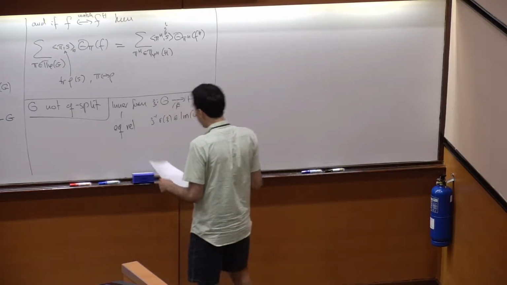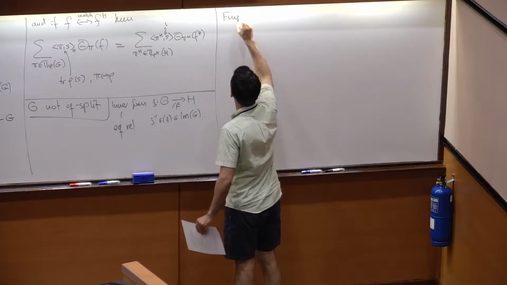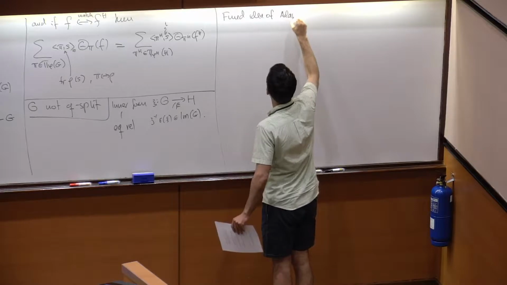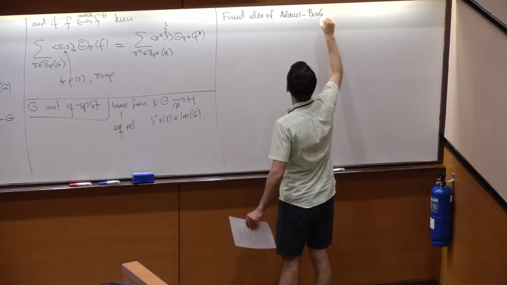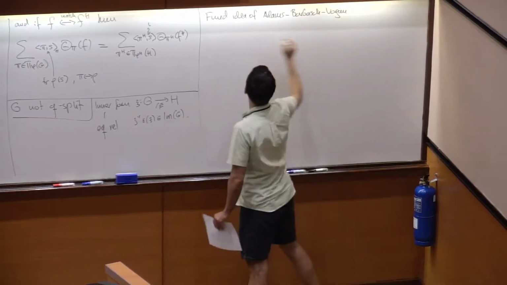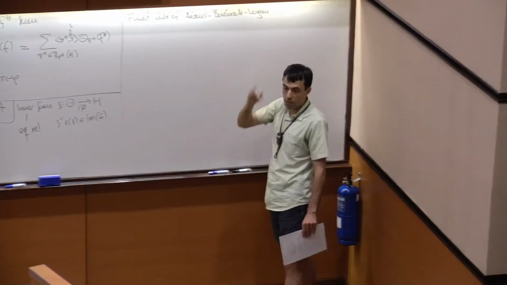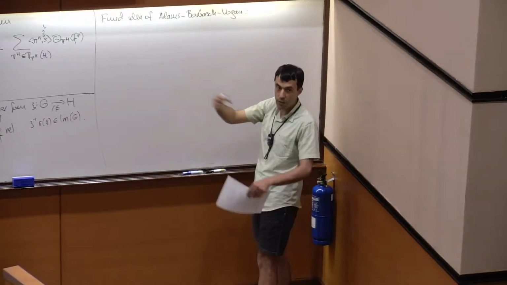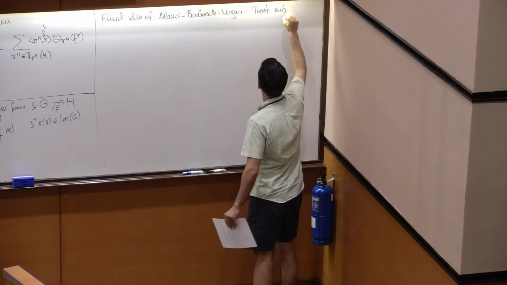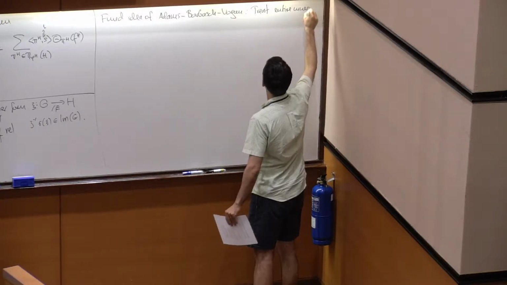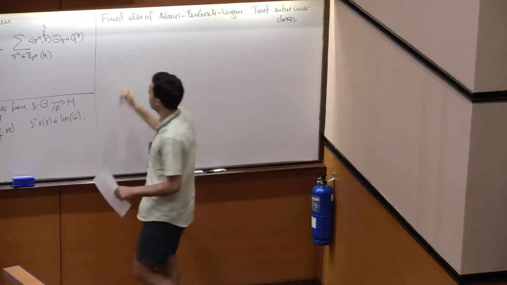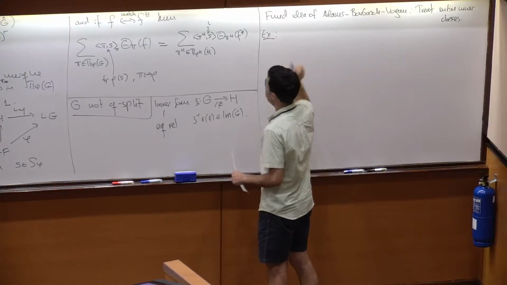And so, it was a fundamental idea of Adams, Barbasch, and Vogan that you shouldn't just treat individual reductive groups, you should treat entire inner classes together. So let me give you a very basic example.